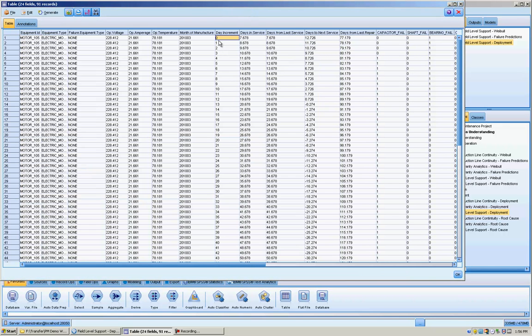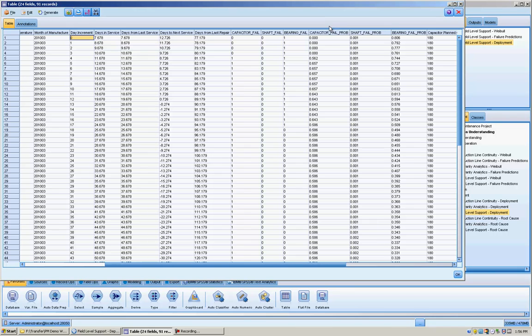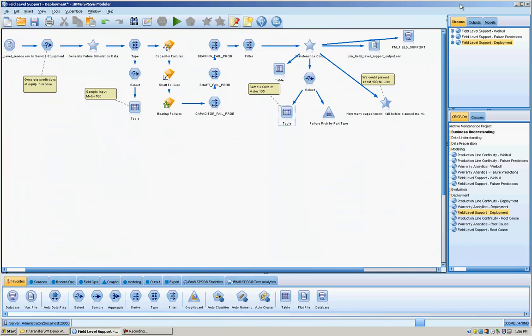So here you see the day increment starting at current day, what is the reliability? And if we scroll over, we can see what the probability of a capacitor failure is, a shaft failure, or a bearing failure. As you can see right now, we have a very high bearing failure probability. So this is something we should probably be looking at in terms of a maintenance schedule. And then over the next 90 days, we can calculate those failure probabilities.